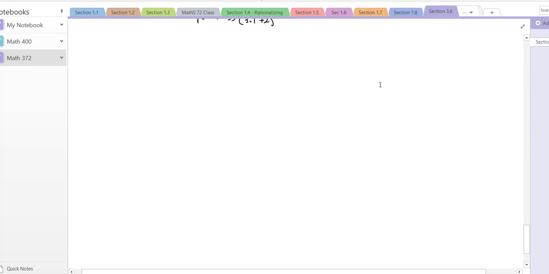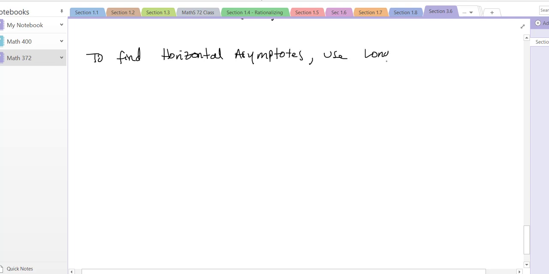So for horizontal asymptotes, we do long division of polynomials. So to find horizontal asymptotes, we're going to use long division. And this is why in the previous sections, it was important to know our long division.